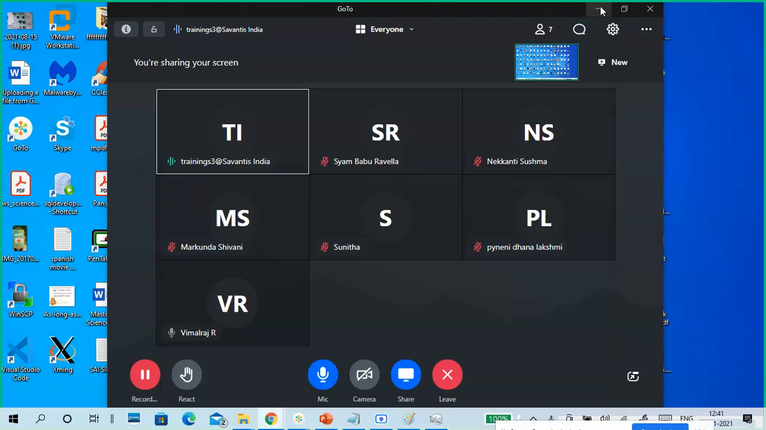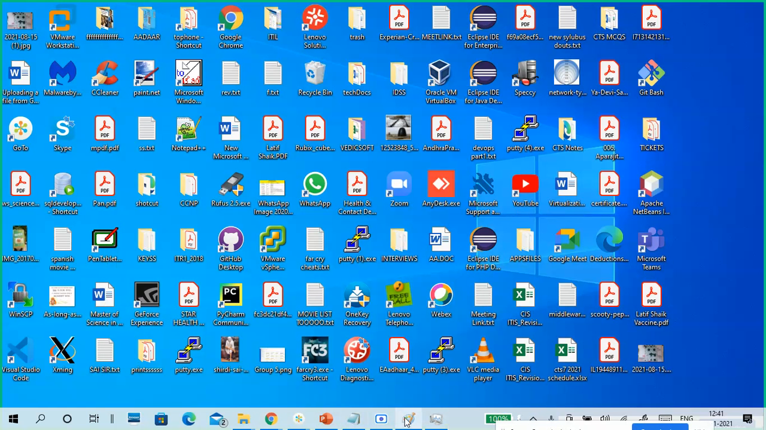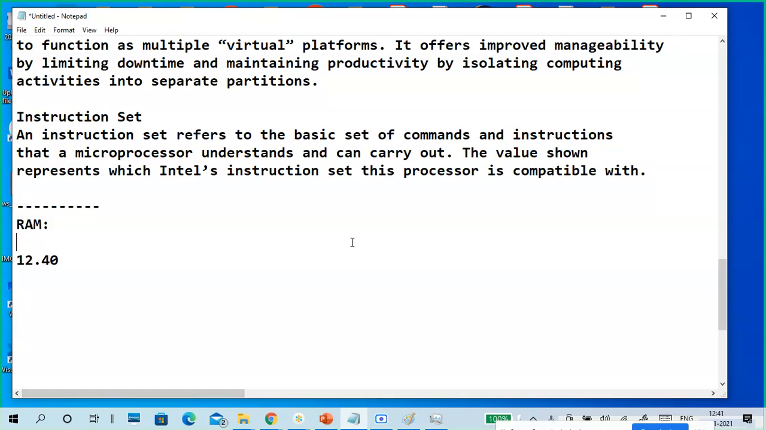Okay, I don't go with very high explanations. Okay, now it's very simple. RAM is a primary memory device. Okay, primary memory device.